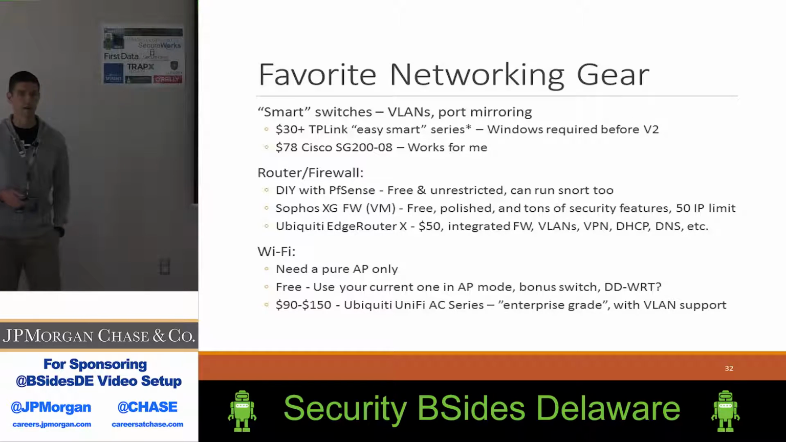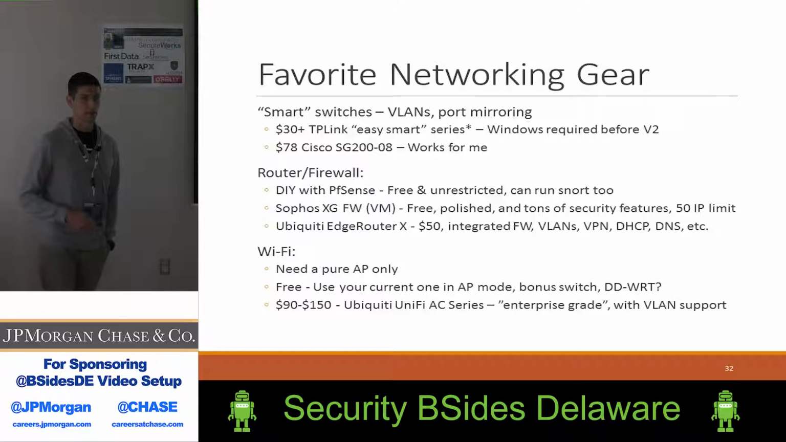If you want to go with physical hardware, the Ubiquiti Edge Router X is $50, and it has all these features: integrated firewall, VPN, DHCP, DNS, all that stuff built in. So that's a good cheap option for physical.